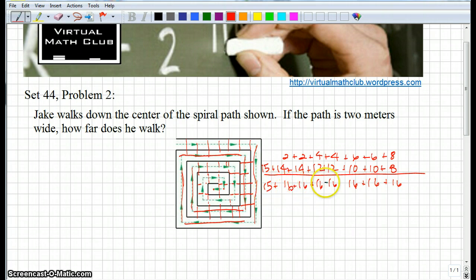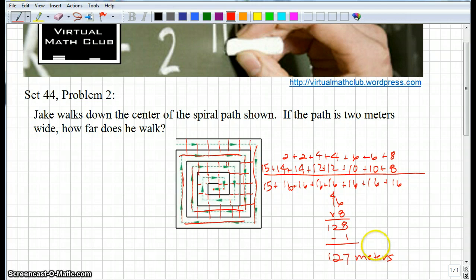So I'm going to add up a bunch of 16s, and how many 16s do I add up? 1, 2, 3, 4, 5, 6, 7, 7 16s. And this is just one less than 16. So why don't I just make it 8 times 16, and then I'll subtract 1 in the end. So this is going to give me 128, and then I'll subtract 1 because I made this 16, but it was really 15, so that gives me 127. And that's in meters.